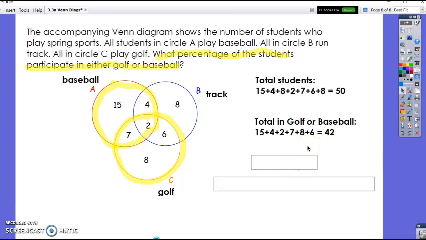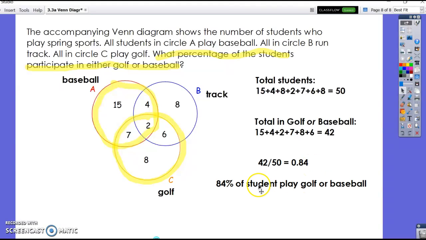Well, we still want to find the percentage, so we're going to take that 42 in golf or baseball and divide it by the total number of students, which will give us 0.84. Remember, you need to move your decimal place to the right twice. In other words, we're just multiplying by 100, which tells us 84% of these students play golf or baseball.